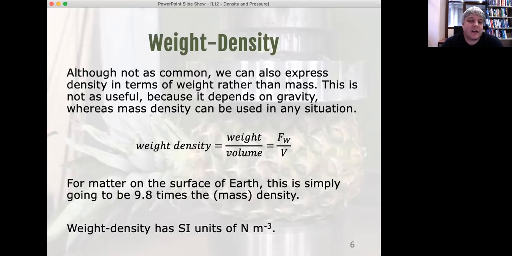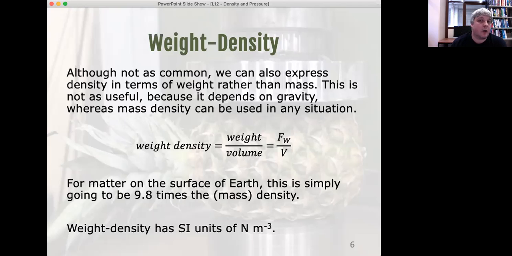Weight density is exactly the same idea, but instead of how much mass per unit volume, it's how much weight force is being applied per unit volume. So in this case, it's just weight over volume, nice and exactly the same formula as our density for mass over volume. There's no symbol specifically for weight density. You'd normally just say that it's the weight density.